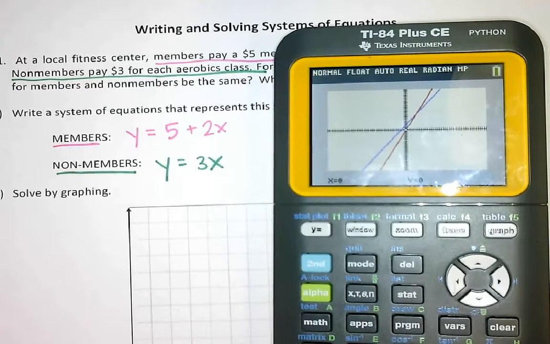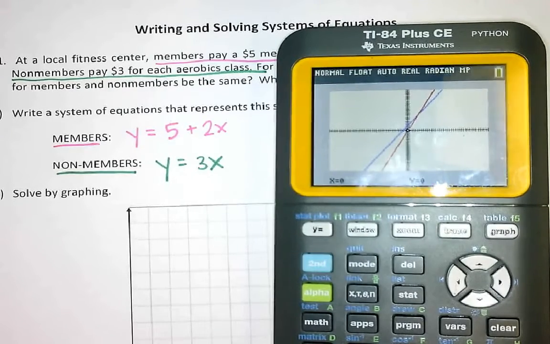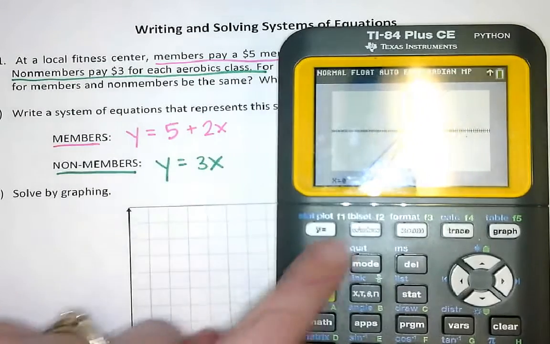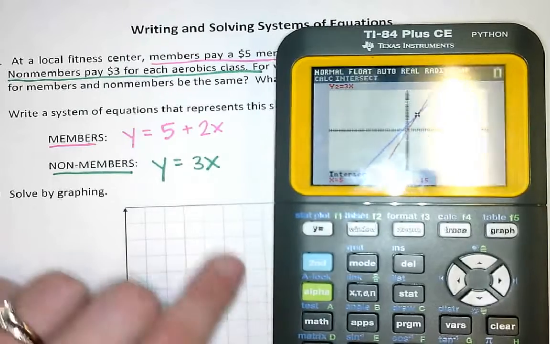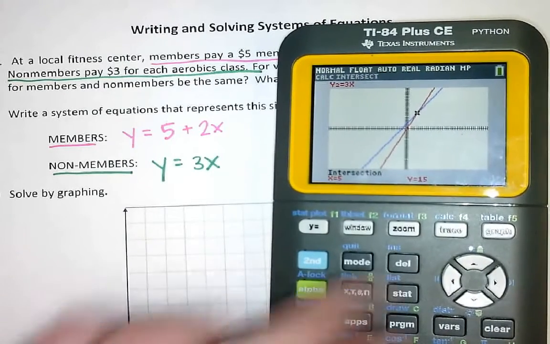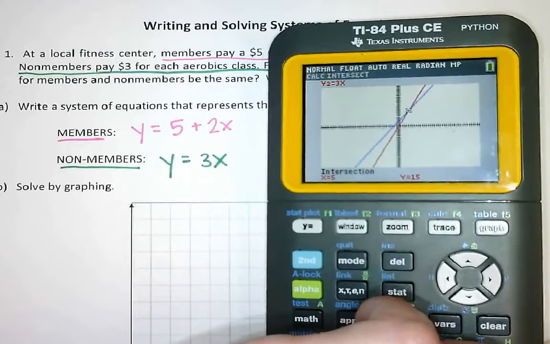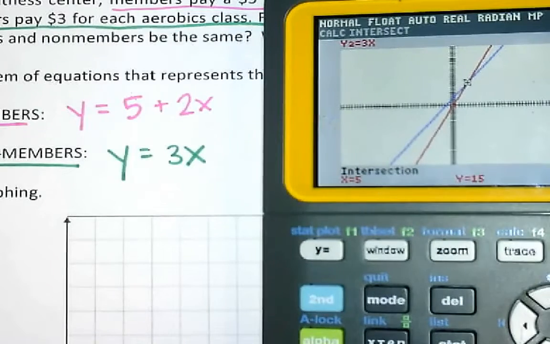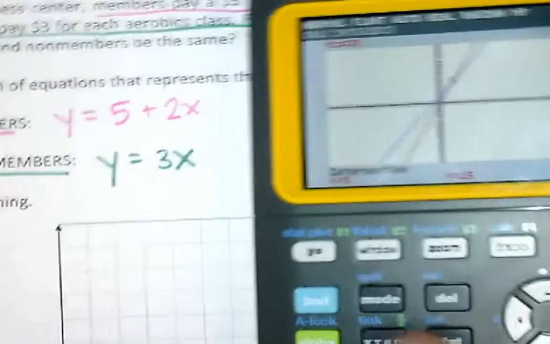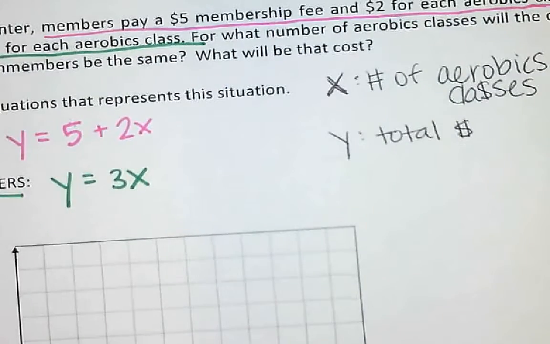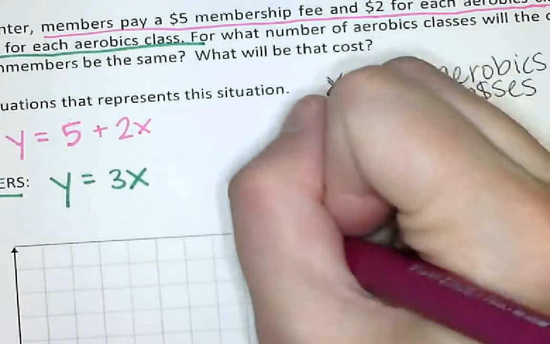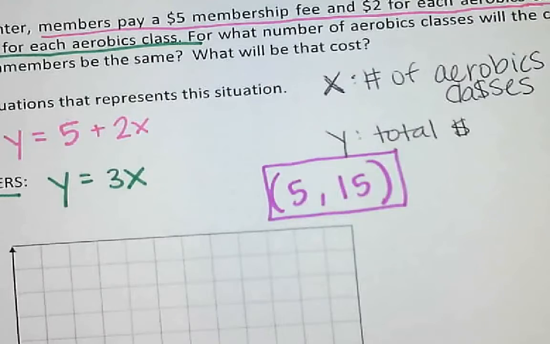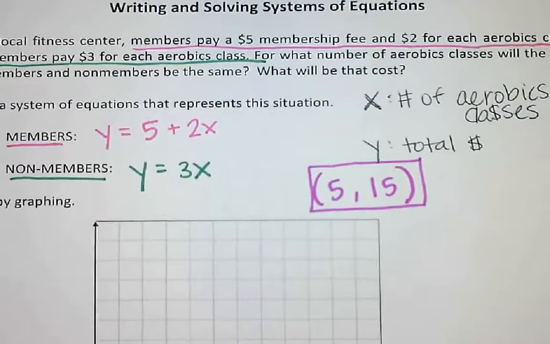So everyone get there, and then once you've zoomed out, I want you to calculate the actual intersection point. You do the second trace, intersect, enter, enter, enter. Second trace, intersect, enter, enter, enter, and we see that our intersection is 5:15. So that is our solution. But what does that mean exactly, y'all? What does that mean, 5:15?